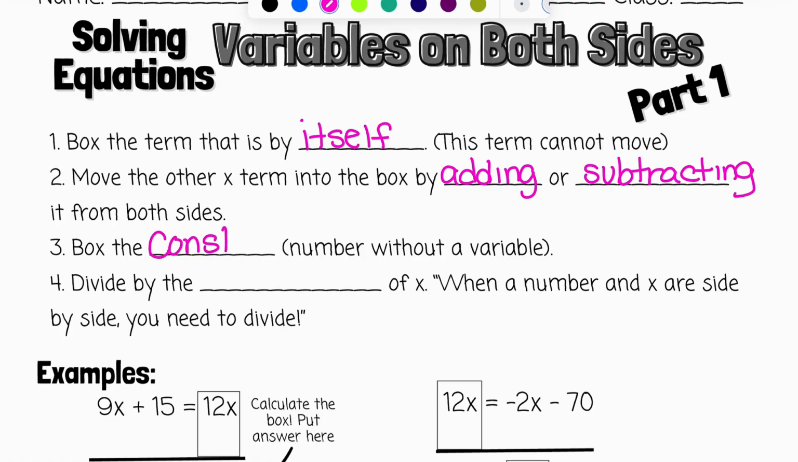Then you're going to box the constant. This will be your step 2. And remember, a constant is a term that doesn't have a variable, just a plain number. And then your last step will be to divide by the coefficient of x. And remember, I taught you this little rhyme. When a number and an x are side by side, you need to divide. And that's going to be your last step for these.